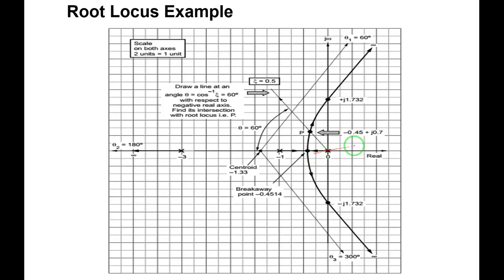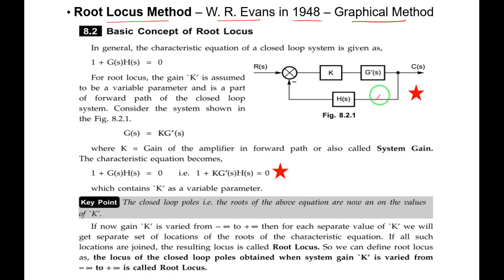We will see what this root locus is. Just as I have shown you, this is one example. For the root locus, there are different shapes. This is one example for a particular system. Okay, we'll try to understand.